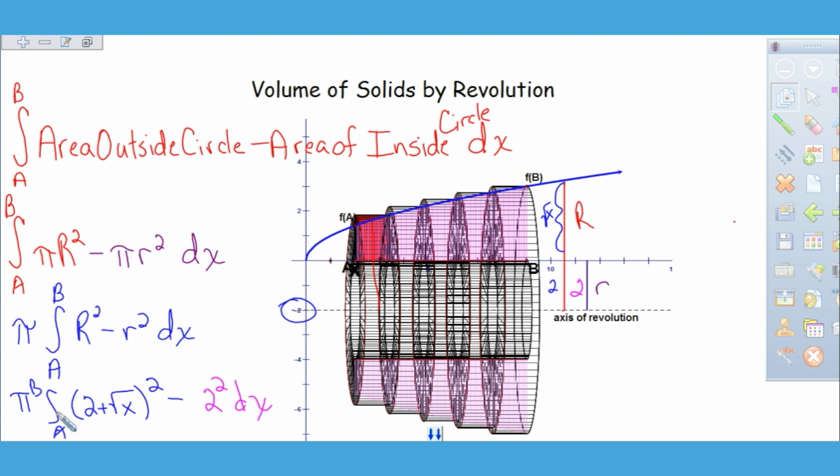And if we knew what A and B were, we could plug that into our calculator and find it, or we could actually square it out and do it by hand. But the big thing I want us to get through this video today is to talk about conceptually what we are doing when we find volume of solids by revolution. We're taking an area, revolving it around an axis, slicing it into circles, and adding up the area of the outside minus the area of the inside, and then when we do that, we get the volume of the solid. Okay?